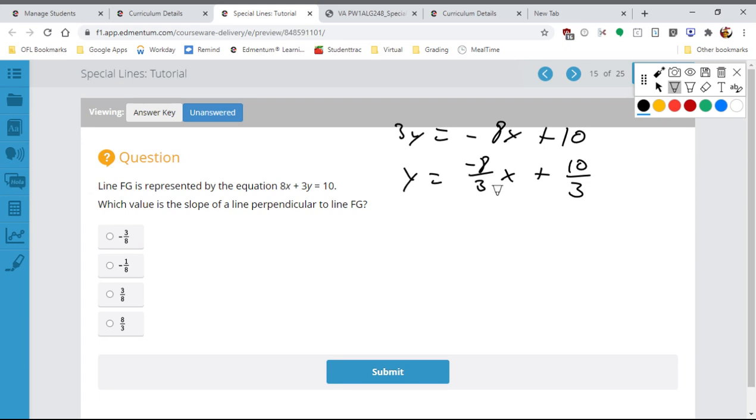So from here, we're going to end up flipping this over because we want a perpendicular line. So this becomes positive 3 over 8.